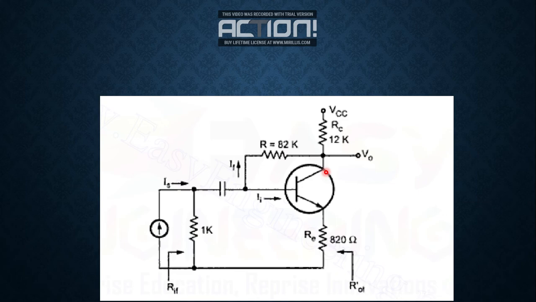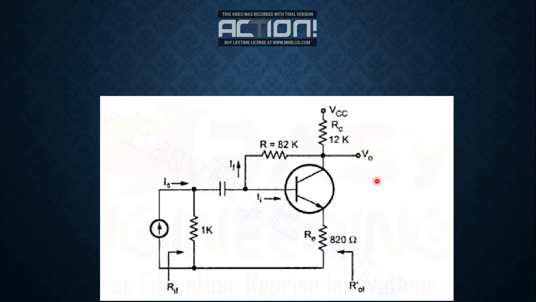Now let's find out the topology. The feedback element is connected to this node. The output is also taken from this node. So both the nodes are the same. So we can fix that this is a voltage sampling one.